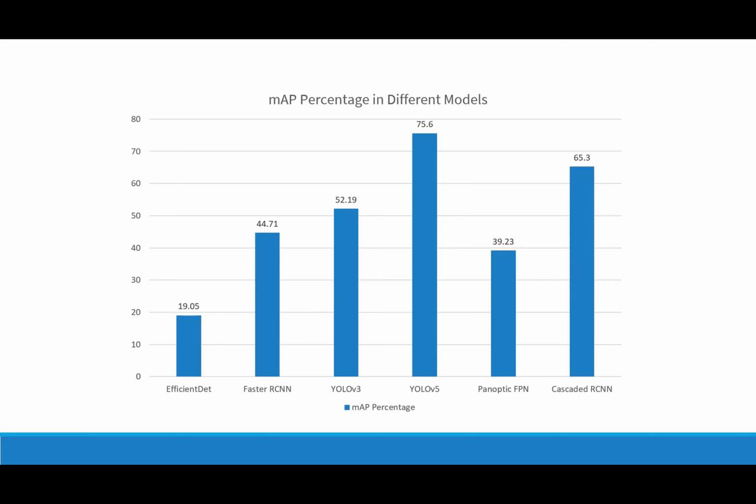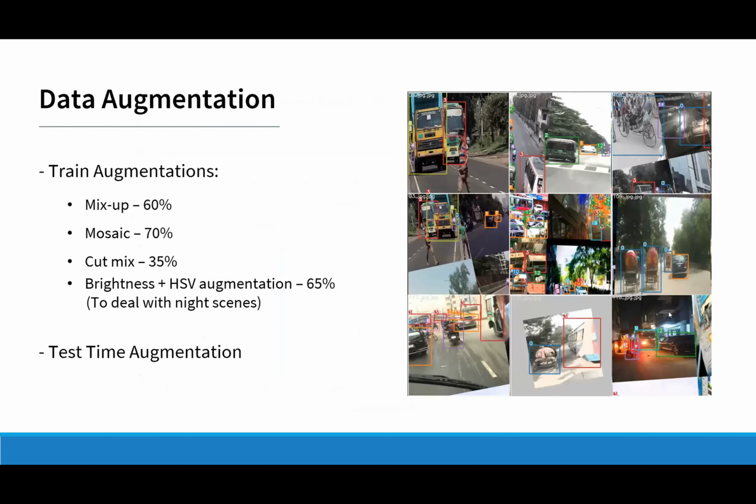We see that YOLO 5 and Cascade RCNN provide the best baseline performances with transfer learning. After selecting the models, we tried a lot of different optimization techniques for improving their performance. We gained a considerable boost in performance through both training data augmentation and test time augmentation. For training, we used various augmentations, among which mix-up, mosaic, cut mix, and color transforms are noteworthy.